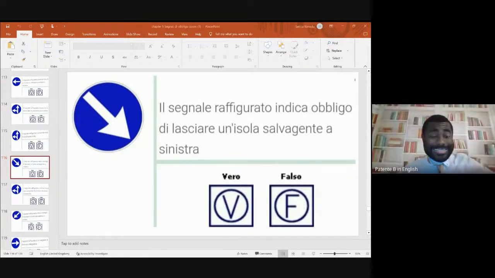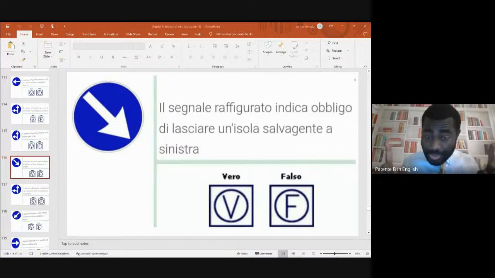Guys, the answer to this question is true. I said that the main significance of this signal, according to the motorizzazione, when you see this signal, is that you must pass on the right hand side of the obstacle. So, what is the meaning of passing on the right hand side of an obstacle?